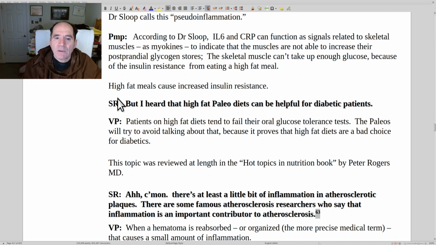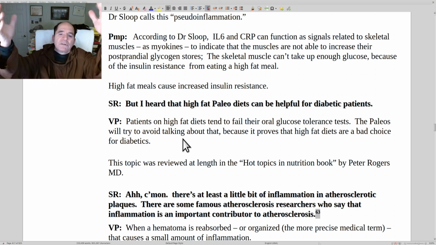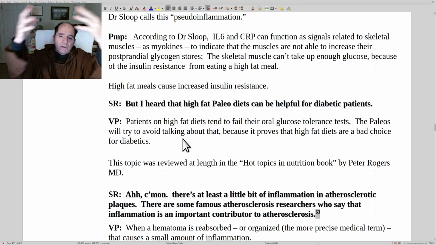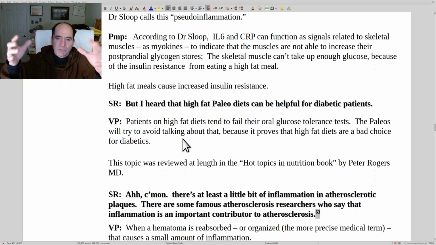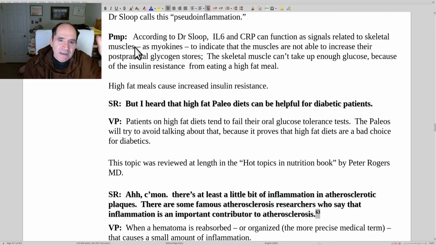Okay, so then, and by the way, all these little names here speaking in dialogues, I've written a whole bunch of stuff on atherosclerosis, and I've written a whole bunch of, like, Plato's dialogues, conversations between all these different characters discussing atherosclerosis. And so PMP is Plant Man Prometheus, SR is Skeptical Reader, and VP is the Vegan Prophet. So, I kind of had fun doing that, imitating Plato's style of writing.